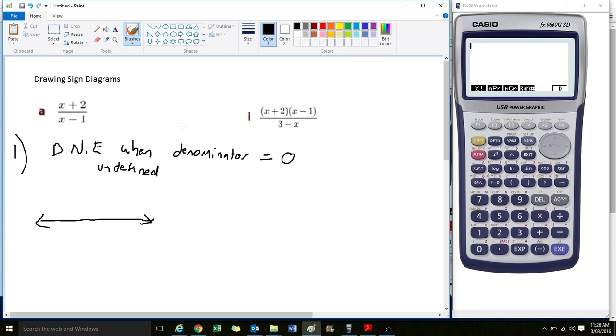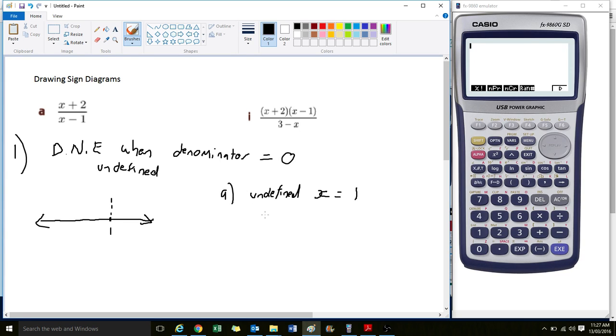So for function A, it's undefined when x is equal to... what are we going to put in here to make the denominator equal to 0? Well, 1 take 1 is just 0. So when x is equal to 1, the function is undefined. This means we put a 1 here and illustrate it with an asymptote like that. So we have an asymptote at x equals 1.